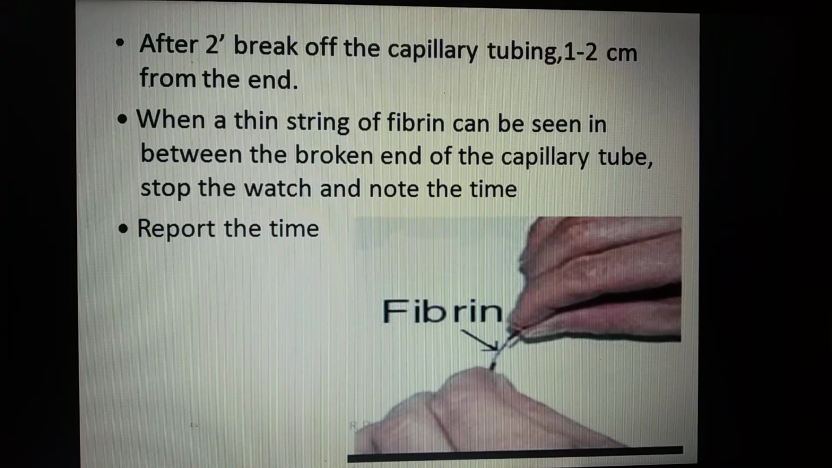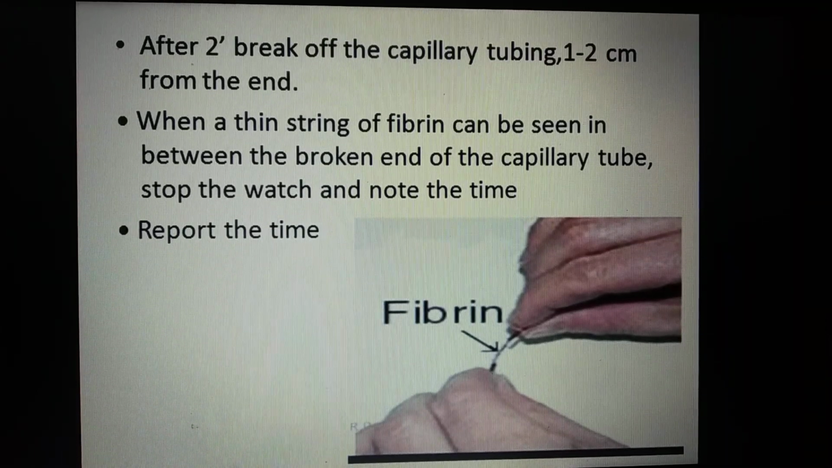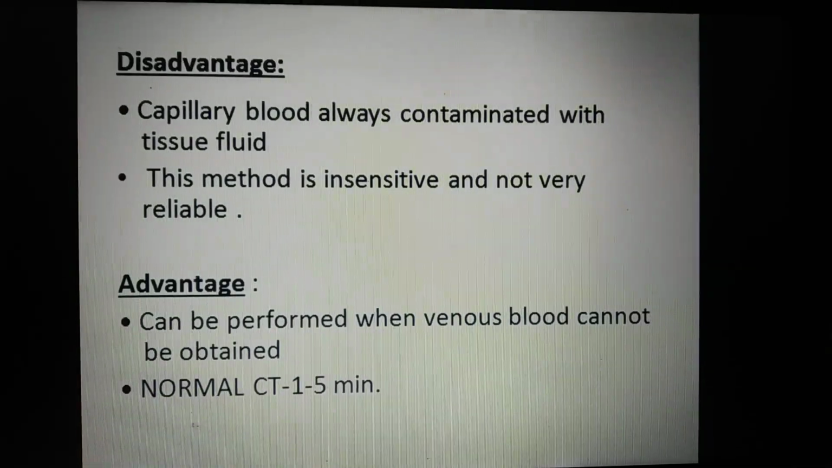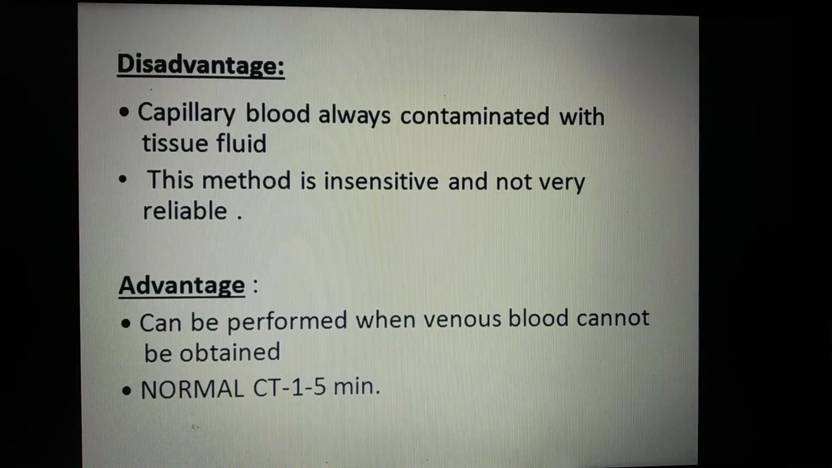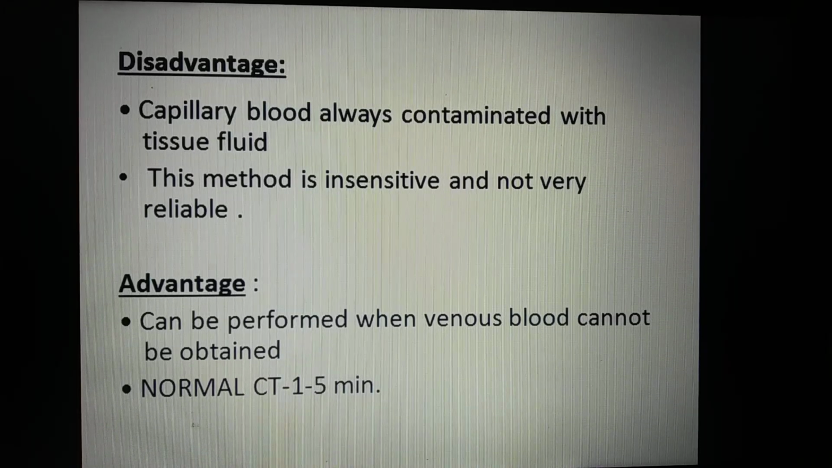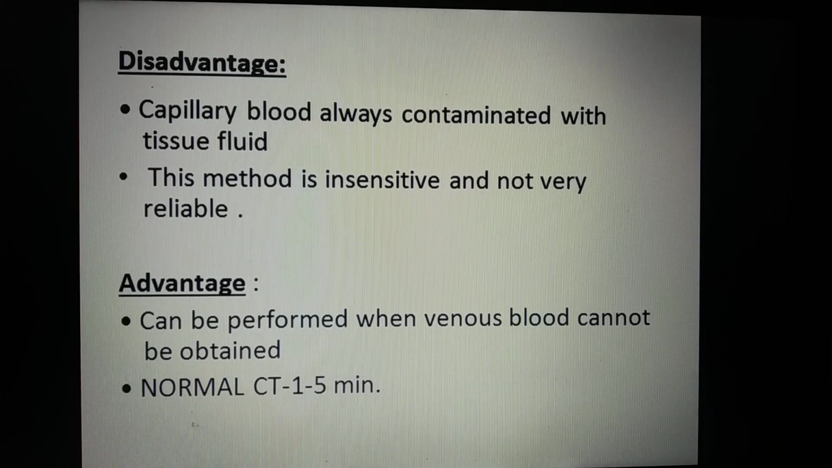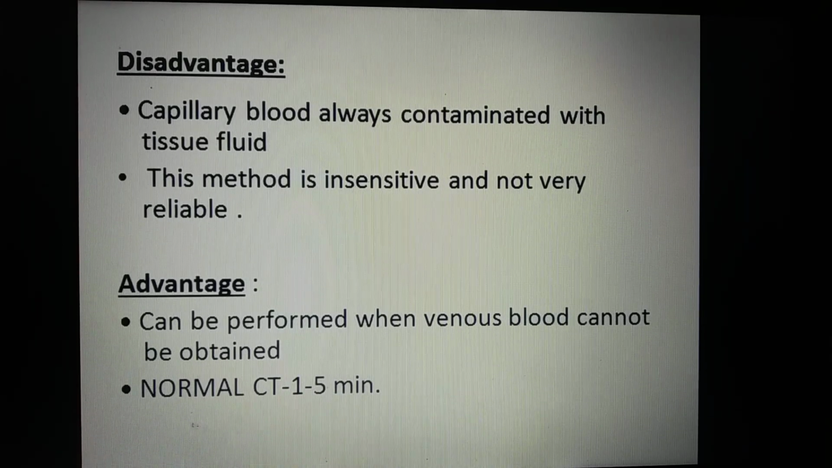After 2 minutes, break off the capillary tubing 1 to 2 cm from the end. When a thin string of fibrin can be seen between the broken ends of the capillary tube, stop the watch and note the time. Then report the clotting time. Now the disadvantage of this method is capillary blood is always contaminated with tissue fluid. That's why this method is insensitive and not very reliable. But the advantage is it can be performed when venous blood cannot be obtained.